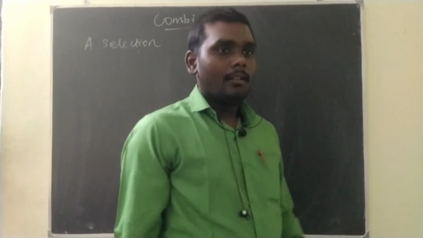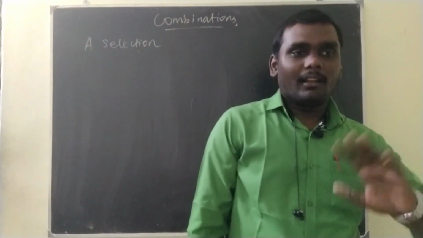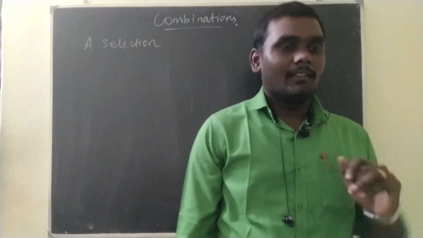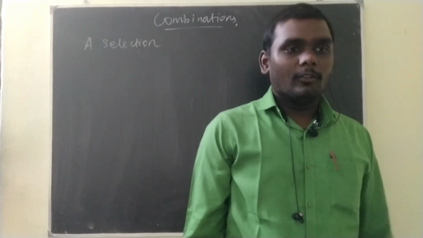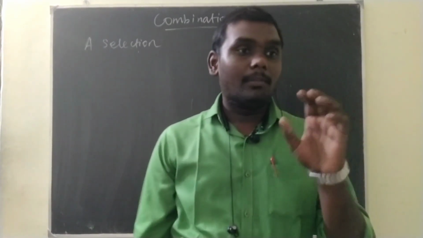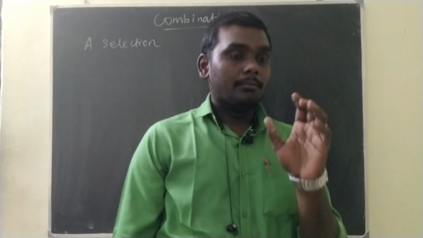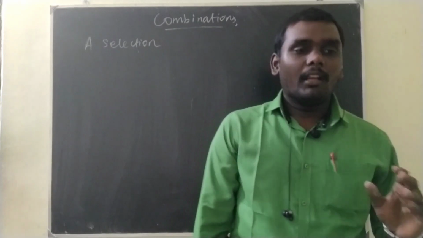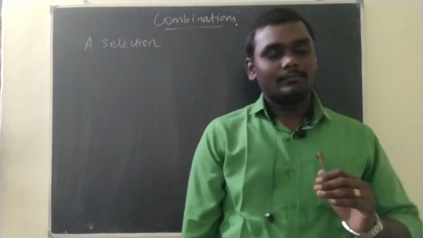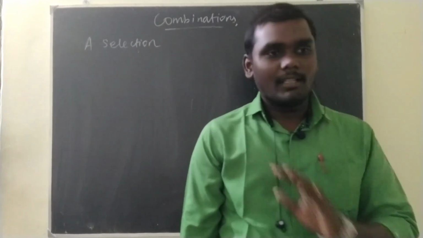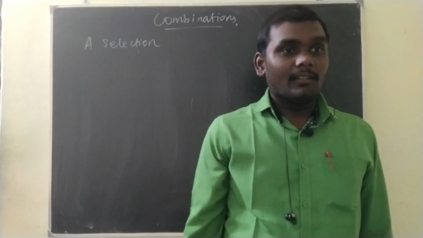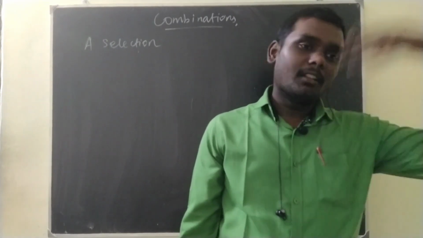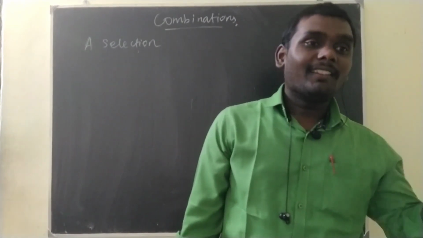on n things already arranged, taken r things at a time. So that is the difference between permutation and combination. Permutation is an arrangement. While permutating, we are arranging things in a line or circle. Combination means it is a selection. Arrangement already happened. In that we are selecting things.